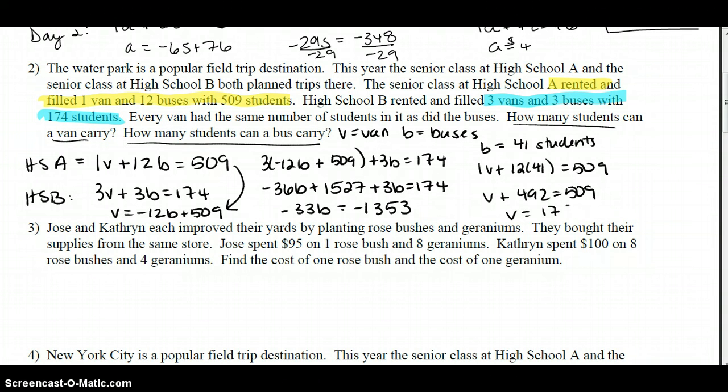Okay. And then make sure you write your final answer with labels. So for the bus, it was 41 students. And for the van, 17 students. All right, I'm going to give you guys about 30 seconds or so. Ask your partner if you have any questions on these two problems, and then we're going to go through the next two.